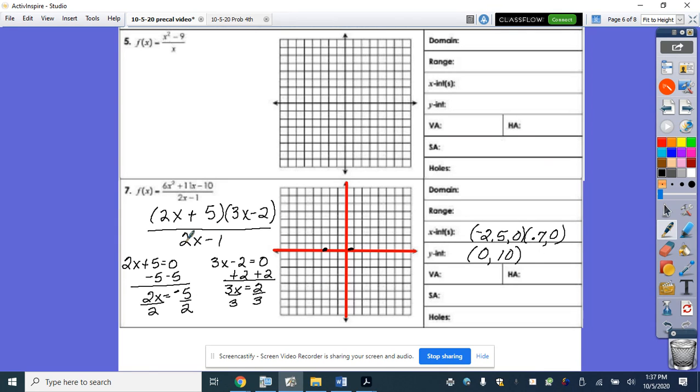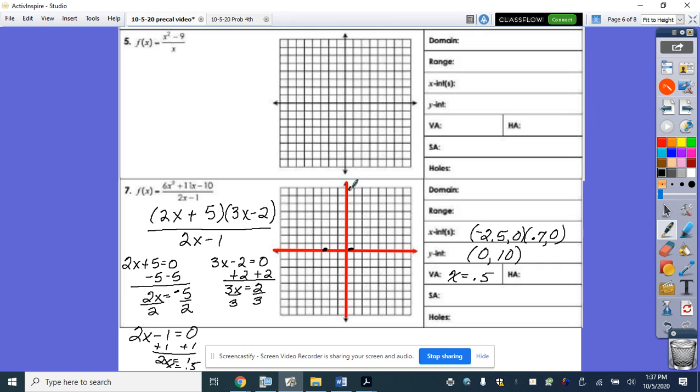For the vertical asymptote, I'm going to take the 2x minus 1 and set it equal to 0 and solve it. So 2x equals 1. So x is 0.5 or 1/2. So x is equal to 0.5. So I'm going to have a vertical at 0.5.